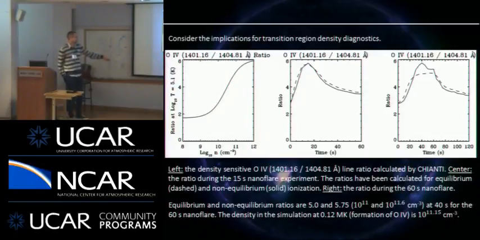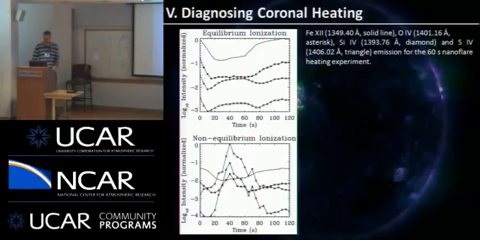And if we actually go into the simulation and look at what the density is at the equilibrium formation temperature of the line, we see it's lower than might be predicted observationally. So really what these density diagnostics are doing is telling you the density in the plasma at the temperature where most of the emission is coming from, okay, not the temperature at which this line is formed in equilibrium.